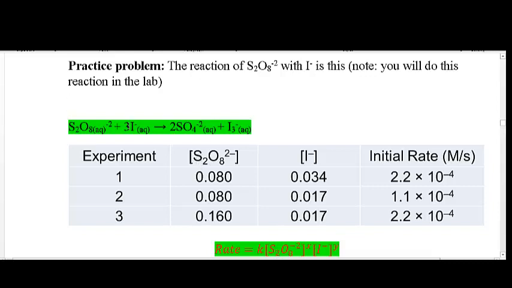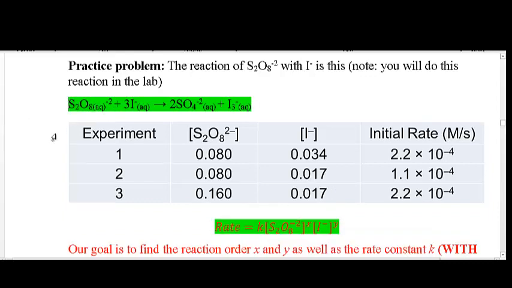The important thing to realize is that I minus, that Y is not 3. That Y is not going to be 3, and this X is not going to be 1. So the coefficients of the balanced chemical equation is irrelevant to your rate law. So that's what you want to do. First, you want to formulate the generic version of this.